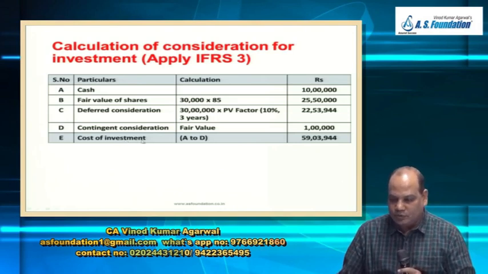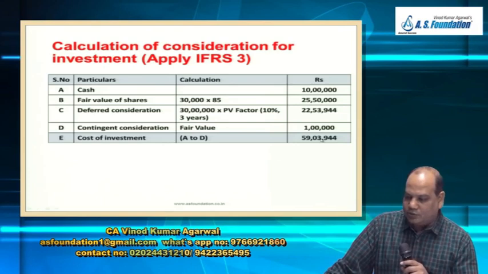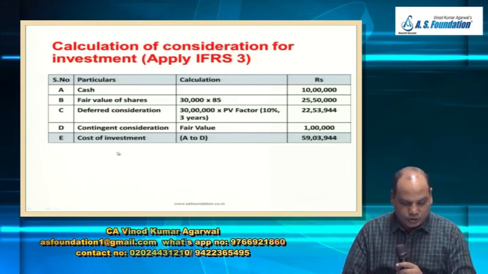Therefore, cost of investment, add these 4 numbers, 59 lakh 3,944. Now in your question it is written pass journal entries for 3 years.